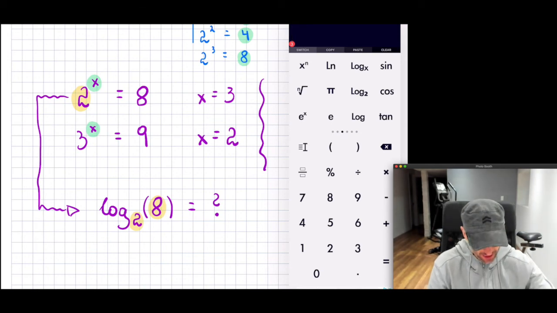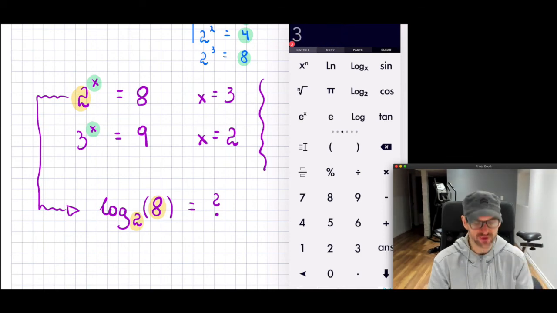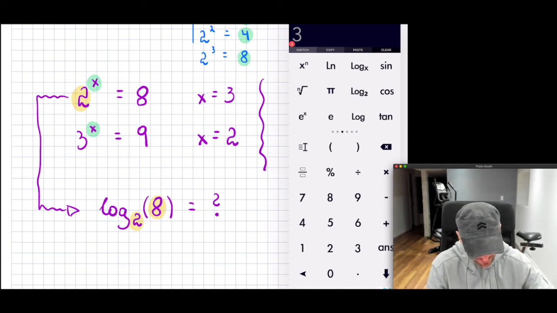Now here, I have this log. Notice my base is 2. And here in my output, that would have been 8. And if I hit equals, notice it gives me what the exponent actually is. And the same thing would have happened in the previous one.